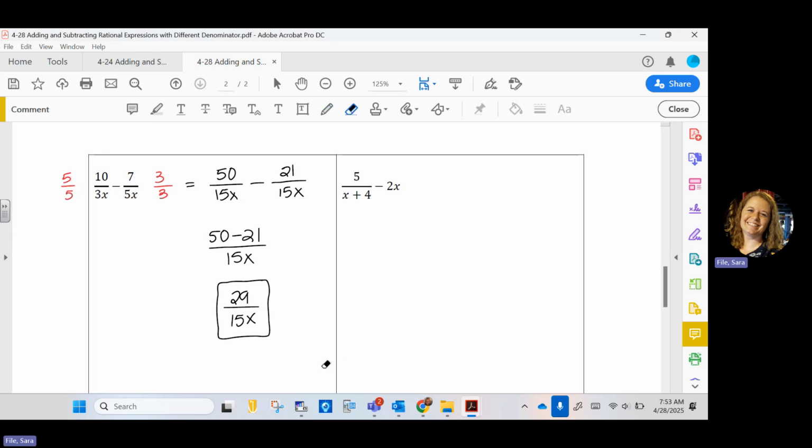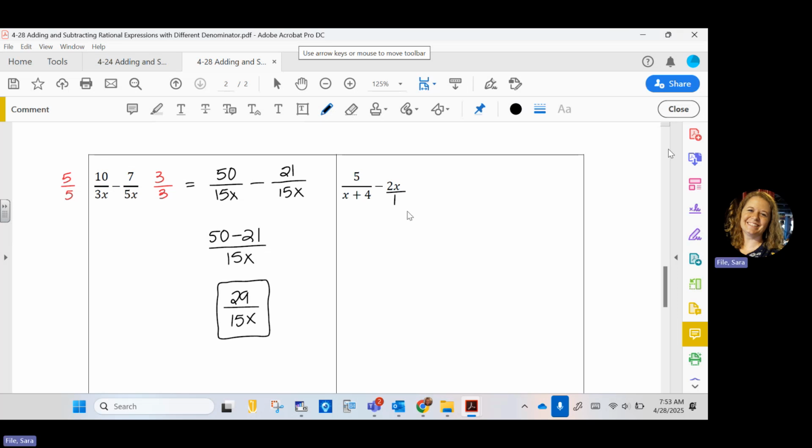All right, now this one's even tougher. The second term, the one being subtracted, isn't even written as a fraction. If it's not written as a fraction, what's it understood to be over? It's understood to be over 1. So my denominator on the left is x plus 4. My denominator on the right is 1.